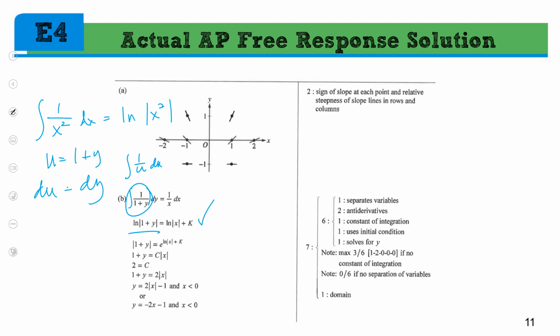They then plugged and chugged to find, so this step here, you'll recall from pre-calc, solving natural log equations? Yes? So if the natural log of x is equal to 7, then you do the e trick. x is equal to e to the 7th. So they did the same thing down there. The same thing down there.